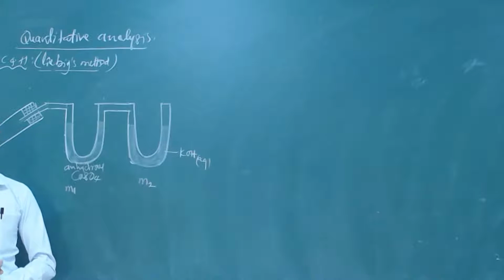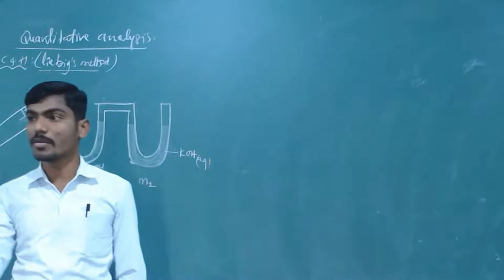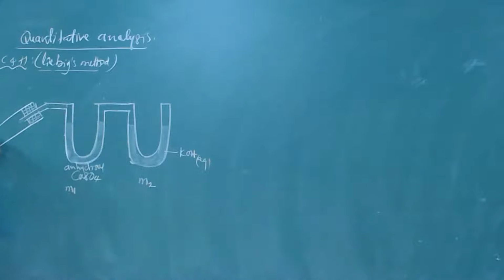Now when it is connected to the heating tube, let us assume that W be the mass of organic compound I have taken. W grams of organic compound is mixed with copper oxide and it is heated. What happens when it is heated? When the organic compound is heated, what happens?